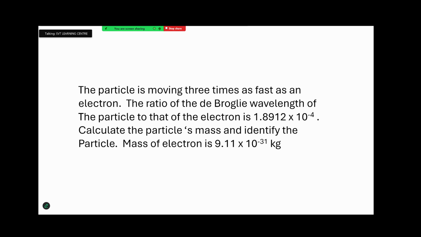Let's go ahead. So a particle is moving 3 times as fast as an electron. So the velocity of the particle under question is 3 times that of the electron. The ratio of the de Broglie wavelength of the particle to the electron is this much, that is lambda of the particle upon lambda of the electron is 1.89. That should be equal to momentum of electron upon momentum of particle. Since we know the ratio of velocity and the mass of the electron, we can calculate the mass of the particle in question.